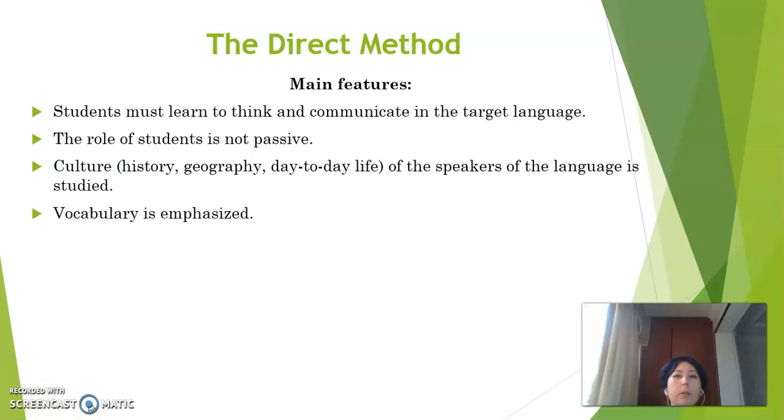Also, it's important to reveal the main features of the direct method. Students must learn to sing and communicate in the target language. The role of students is not passive. Culture, like history, geography, and the day-to-day life of the speakers of the language, is studied. Vocabulary is emphasized.